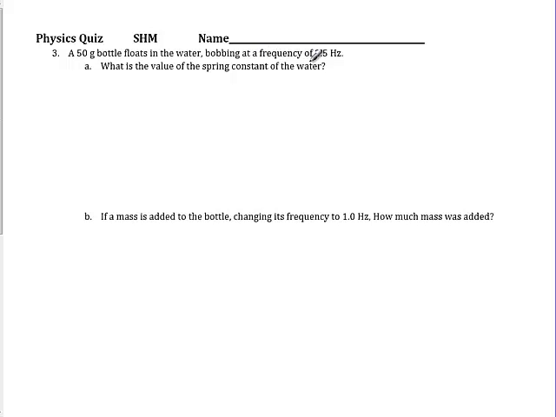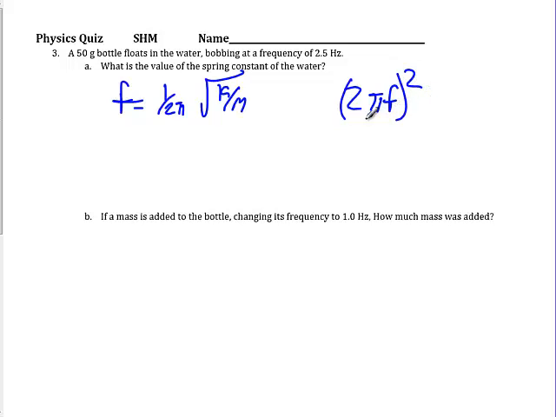Okay. All right. Number 3, a 50 gram bottle floats in the water, bobbing at a frequency of 2.5 hertz. What's the spring constant of the water? Well, f equals 1 over 2 pi times the square root of k over m. You want k, so 2 pi f squared times m equals k. All I did there was I multiplied by the 2 pi over, then squared everything. So I have 4 pi squared f squared.